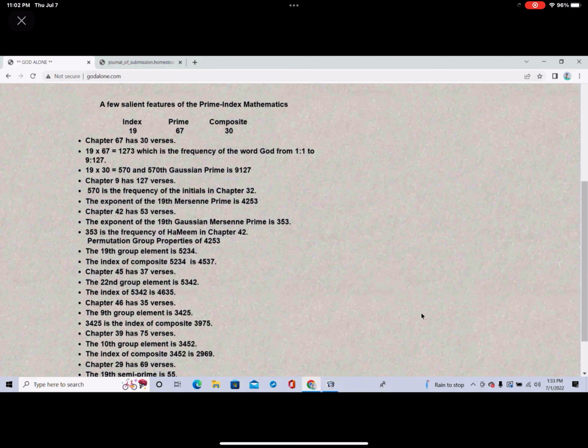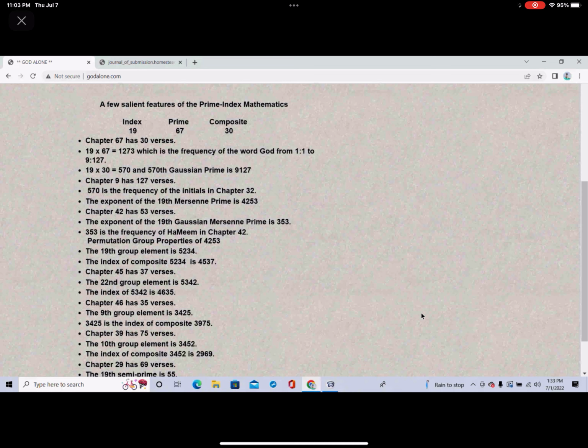So anyway, it just goes on, okay? It says the 19th group element of these 4 digits, which is consecutive, 2, 3, 4, 5. Could God make it easier than that? 2, 3, 4, 5. The 19th permutation of 2, 3, 4, 5 is 5234. And that happens to be the 19th group element of the permutation group property. The index of composite 5234 happens to be 4537, and 4537 signifies that chapter 45 has 37 verses. Again, it's a Ha-Mim chapter, initial chapter.